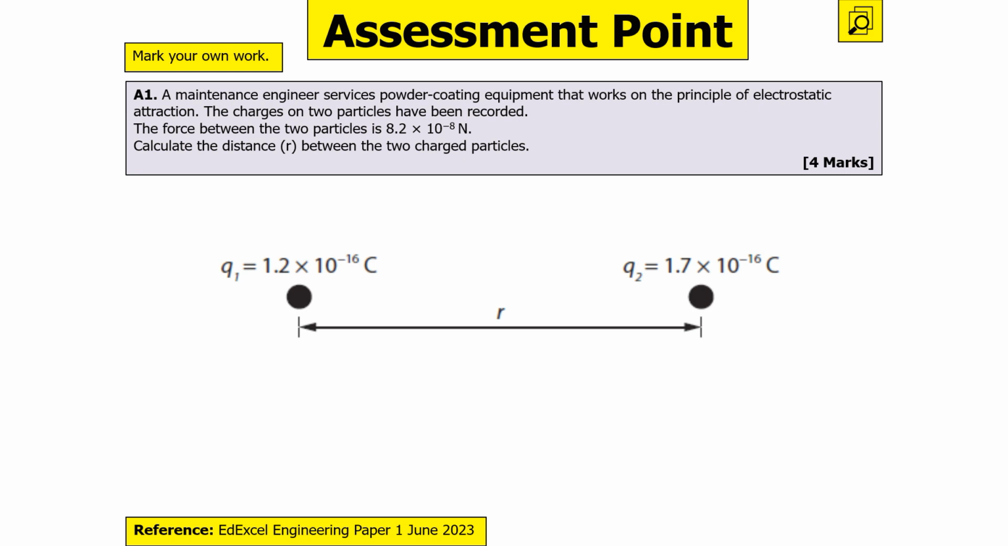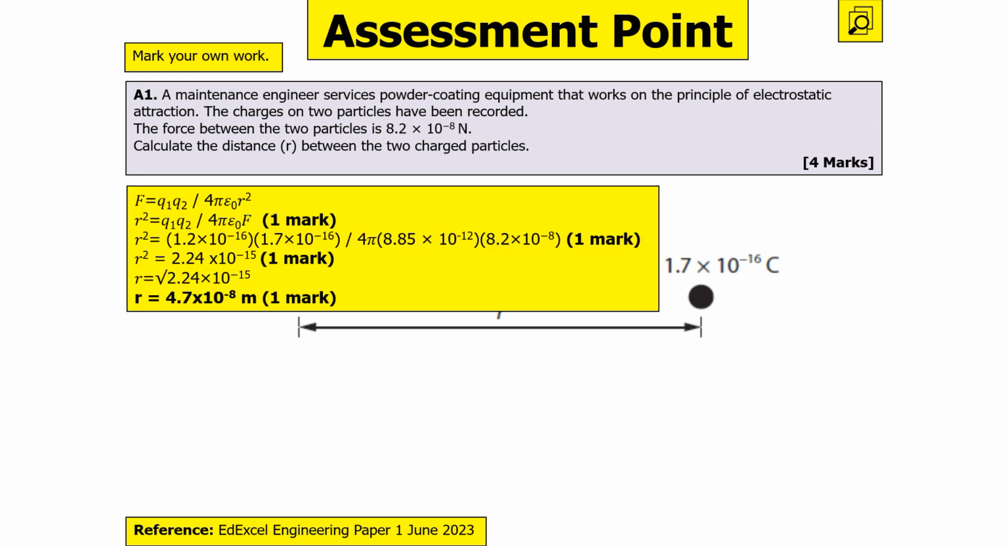Right, so again, we're trying to work out a value when we've been given a force. So we can use Coulomb's law. So we can say F equals Q1 Q2 over 4 pi epsilon 0 r squared. We can therefore make r squared the subject, so you work out what r squared is going to be, popping in all the numbers. Now you're given the charges in the diagram, and you're given the force in the question. So you get r squared to be 2.24 times 10 to the minus 15. Square root that to get your value of r, which is 4.7 times 10 to the minus 8 meters.